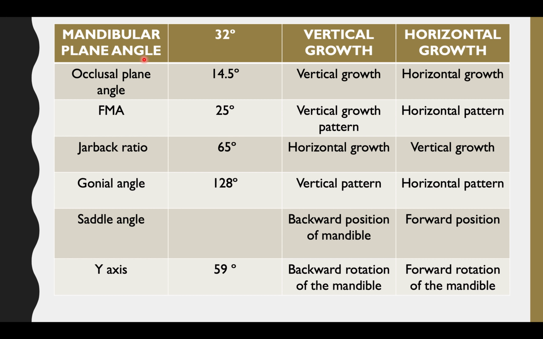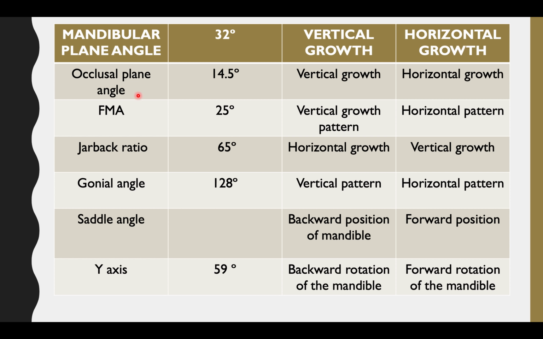So if there is an increased mandibular plane angle, that means the mandibular plane is downward, the mandible is rotating downward, giving a vertical growth pattern. Vertical growth pattern means long face syndrome can occur, and open bite may also occur. If it is decreased, there is a horizontal growth pattern, short face may occur, and also deep bite. This is an independent factor. Increased mandibular plane angle definitely means vertical growth, and decreased mandibular plane angle means horizontal growth.